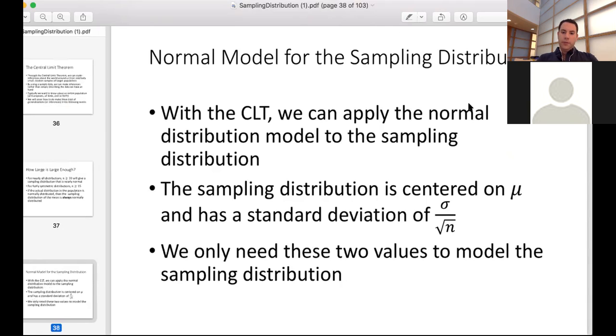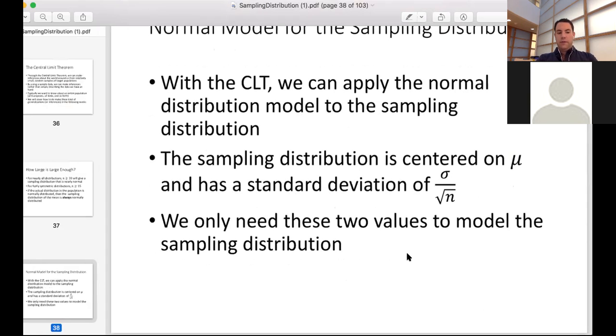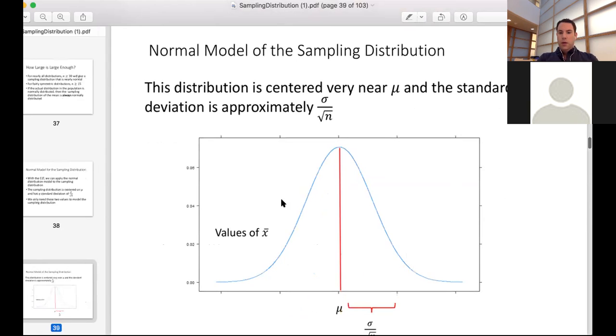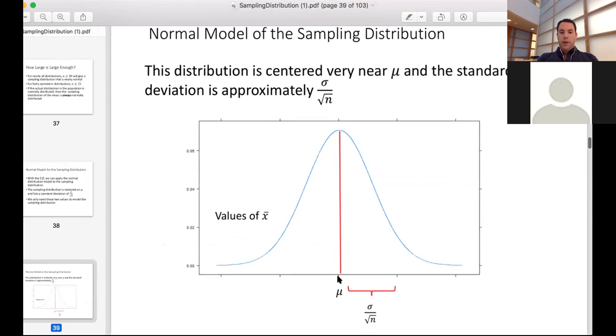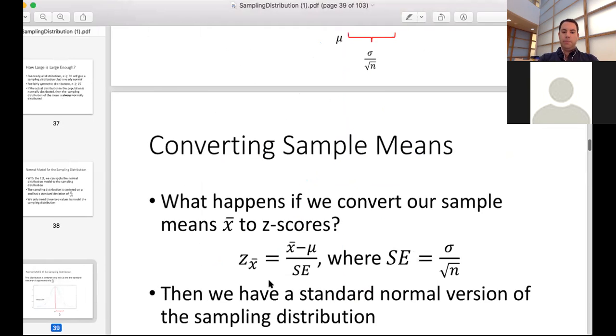And the sampling distribution will be centered on mu, and we'll have the standard deviation of sigma over the square root of n, which is also the same as the standard error of the mean. So we only need these 2 values in order to model our sampling distribution based off of the normal distribution. So we can use the normal distribution to model our sampling distribution by centering it around mu and having the standard error of the mean, sigma over the square root of n, represent the standard deviation of our distribution here. And from there, we can just draw the rest out using our normal distribution.